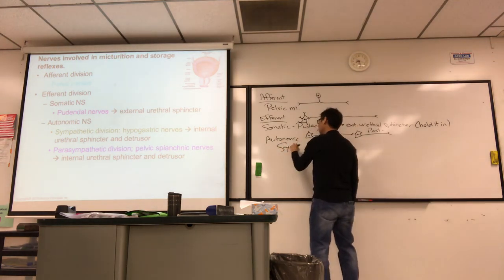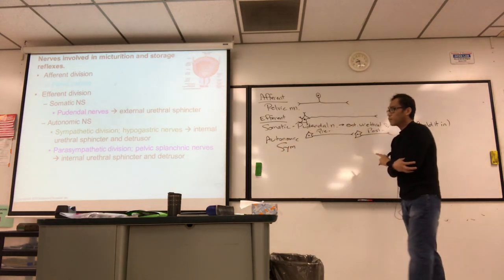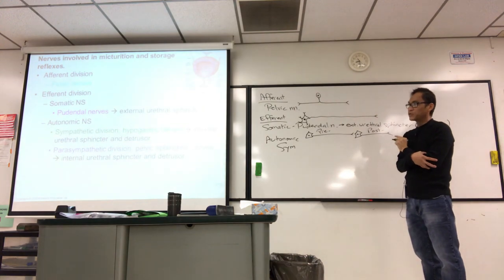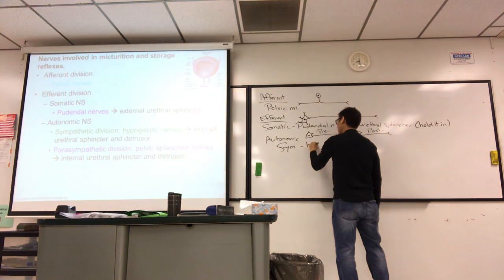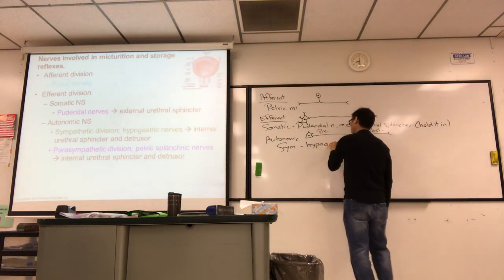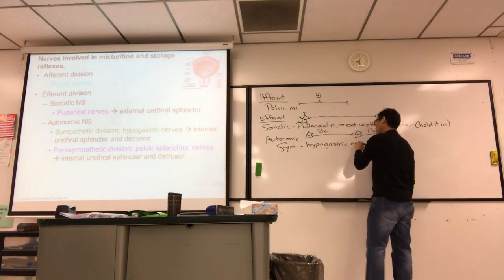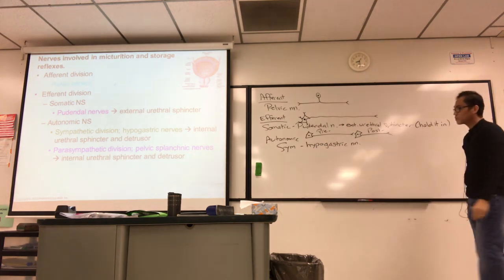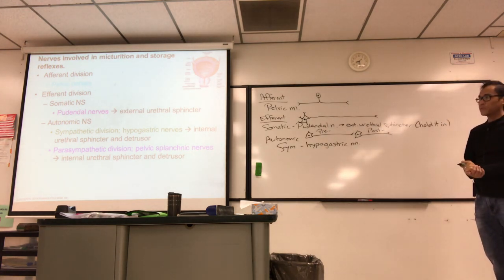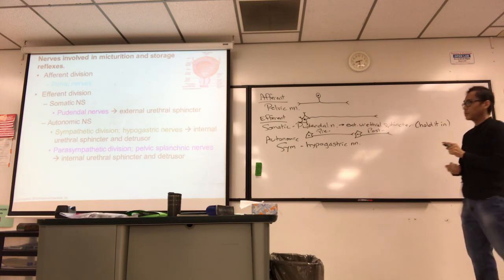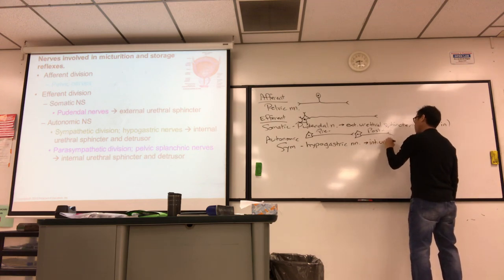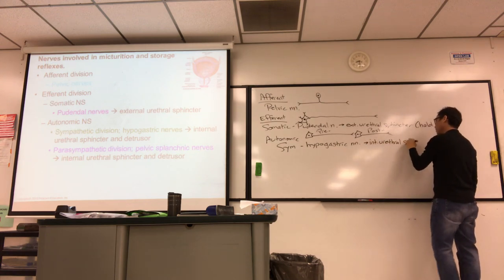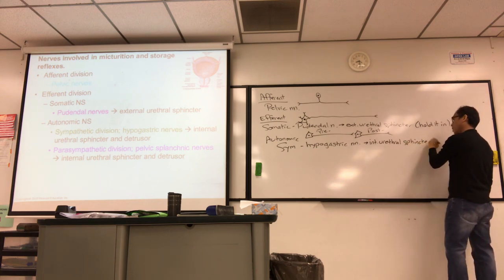The sympathetic nerves in the bladder reflex are hypogastric nerves, nerves found just below the stomach, hence the name, hypogastric. Those nerves will innervate smooth muscle, the internal urethral sphincter, and detrusor. Internal urethral sphincter. And detrusor.